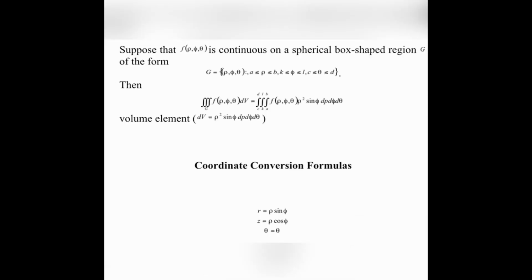Suppose that f is continuous on a spherical box-shaped region G of this form, and then we have the triple integral equation. Also, we have here the volume element and coordinate conversion formulas.